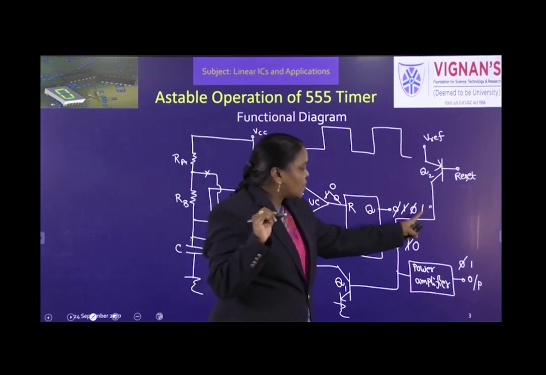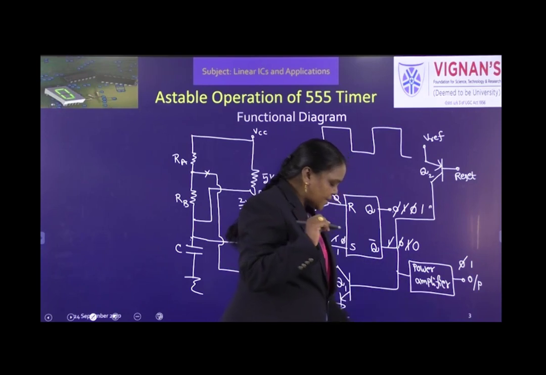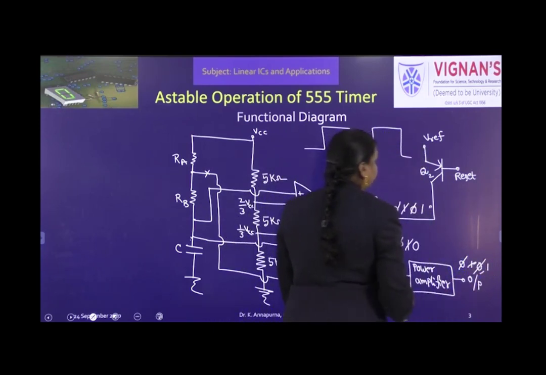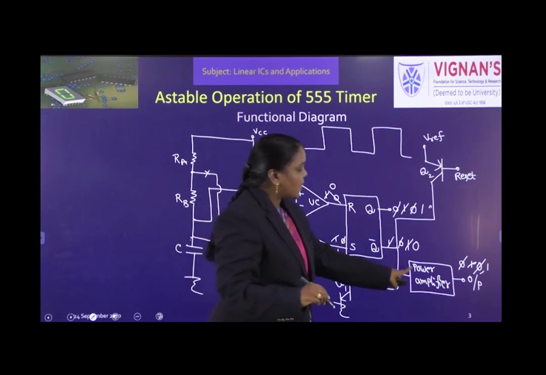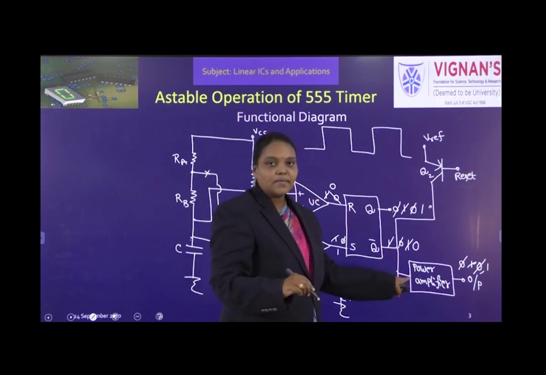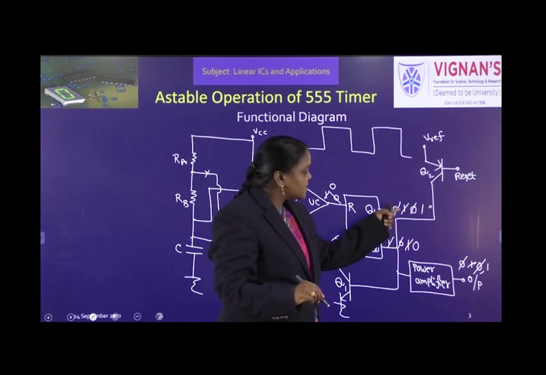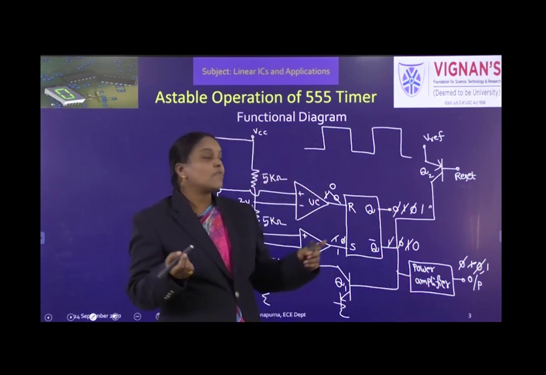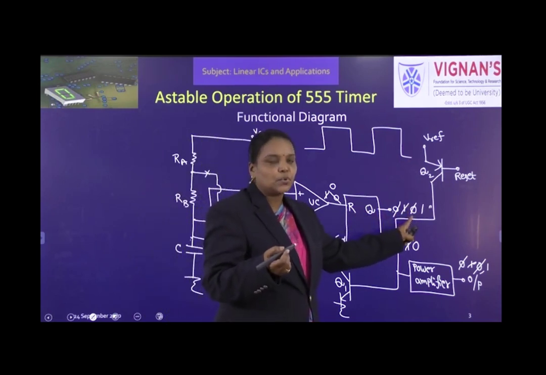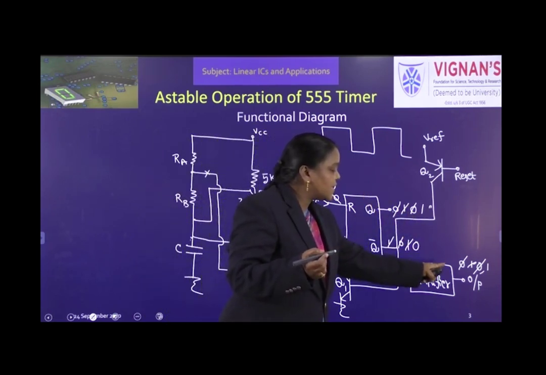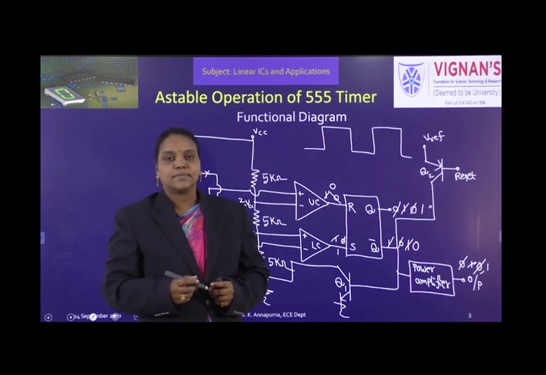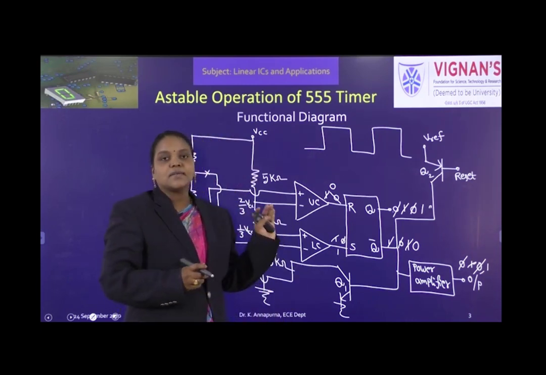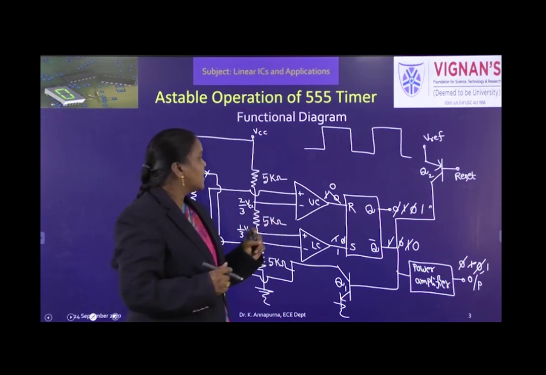Here 0, 1, 0, 1, the same thing will appear, because the power amplifier is supplied with Q bar. Q bar is the reverse of Q, and the power amplifier acts as an inverter. So whatever output is available at Q, the same output can be seen at the output terminal. In this way it generates the square wave.